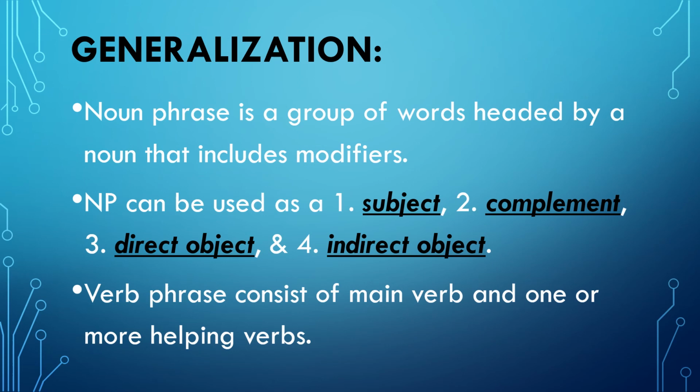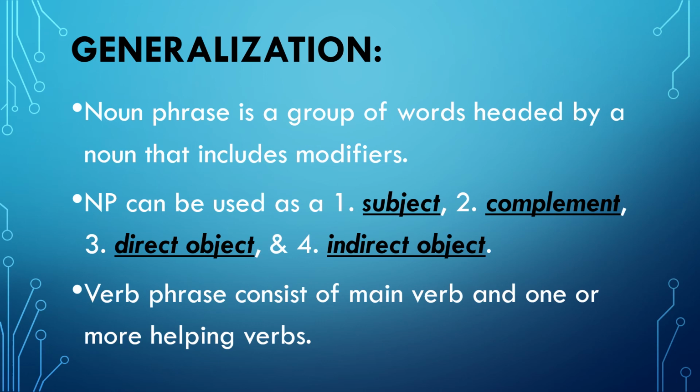Before we end our lesson, let's have a short recap. First, noun phrase is a group of words headed by a noun that includes modifiers. For example, brand new car. Head noun, car, modifier, brand new. Next, noun phrase can be used as 1. Subject, 2. Complement, 3. Direct object, and 4. Indirect object.